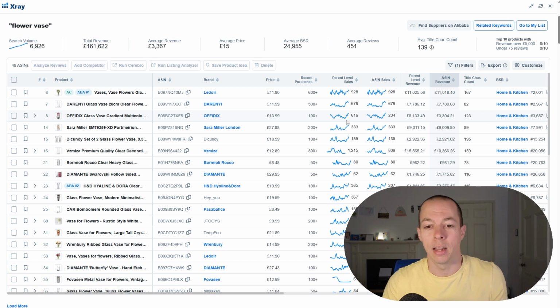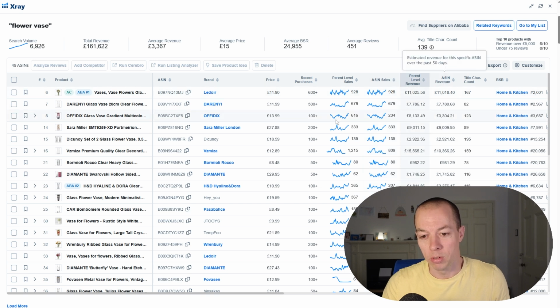So I completely understand. I want to try and strip things back, focus on that first, and then explain the extras that you really need to pay attention to. So these 4 columns here: parent level sales, ASIN sales, parent level revenue, and ASIN revenue. This is Helium 10's data. They are basically extrapolating this data based on their own algorithm, probably based on what they know of people who use Helium 10, what their actual sales are, and then they look at the BSR of other products and try to have a best guess as to what sales those products are generating.